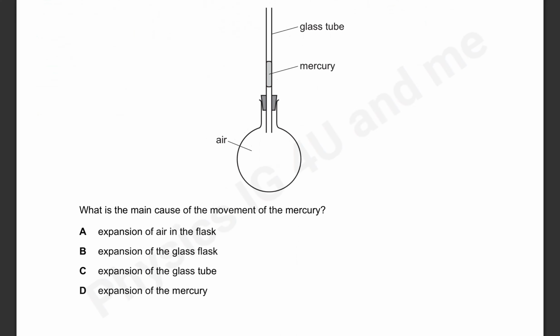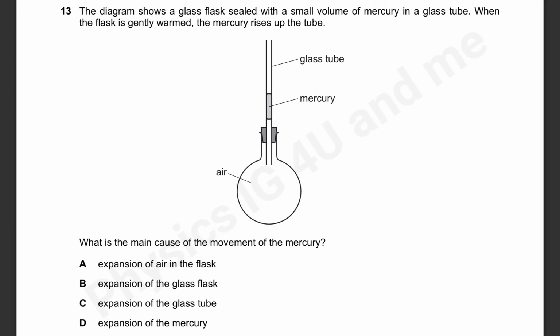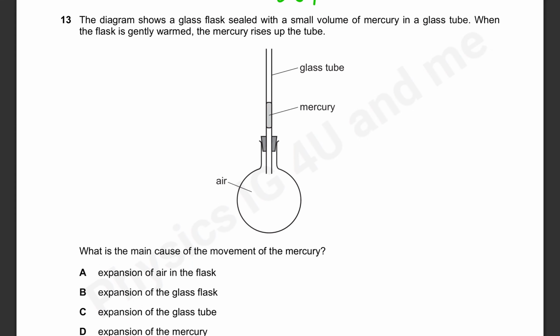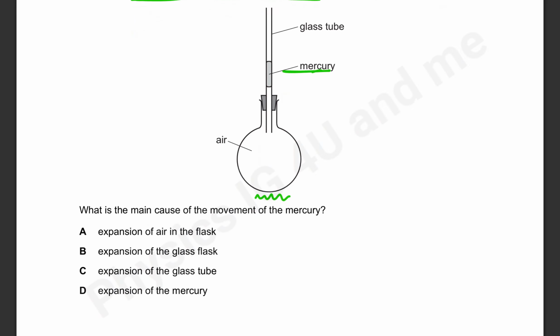Question 13 says, the diagram shows a glass flask sealed with a small volume of mercury in a glass tube. This is the mercury here. When the flask is gently warmed, we increase the temperature, the mercury rises up in the tube. So here we warm it a little bit with a small heat. So the question is, what is the main reason or the main cause of the movement of the mercury?